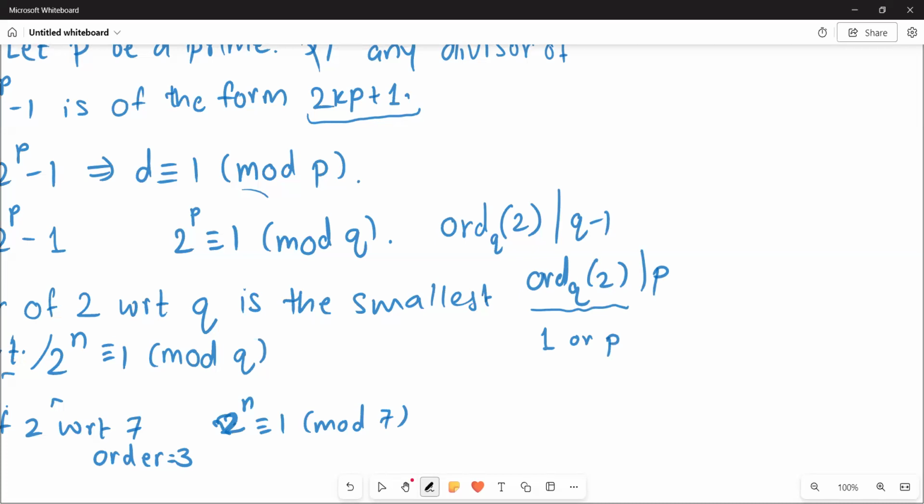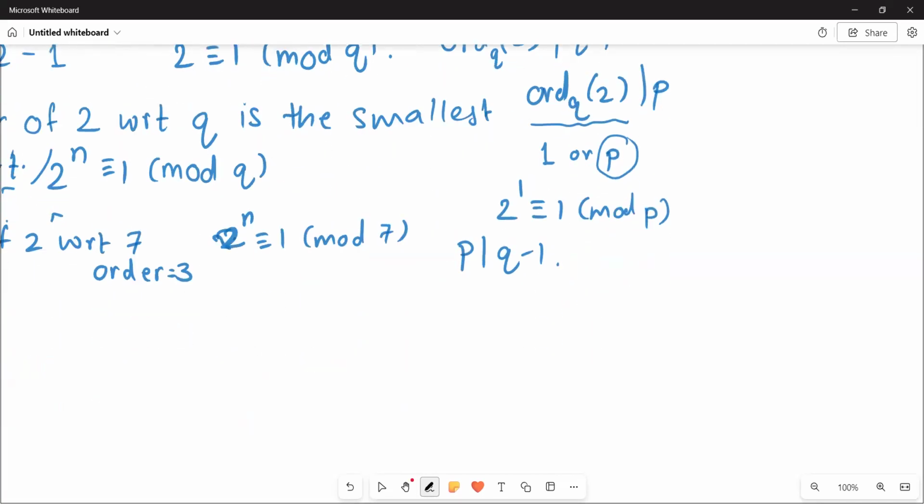Is it possible that it is 1? For 1, p should be 2, so it is impossible. Yes, correct. Because if the order is 1, then 2 to the power 1 is congruent to 1 mod q, but that just means that q divides 1, which won't happen. So that means the order is p, and this means p divides q minus 1.